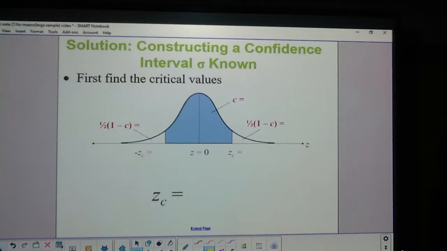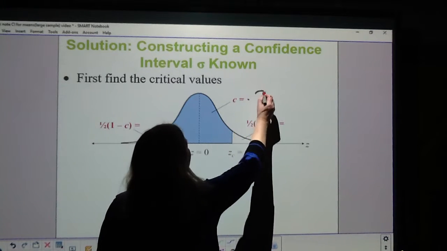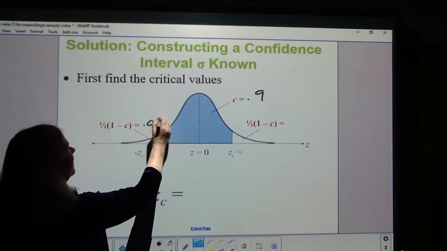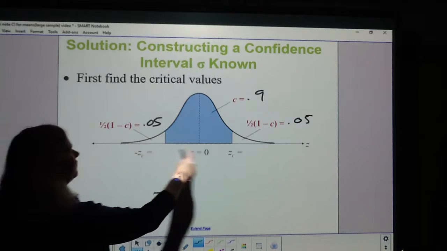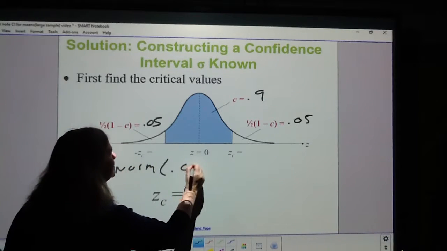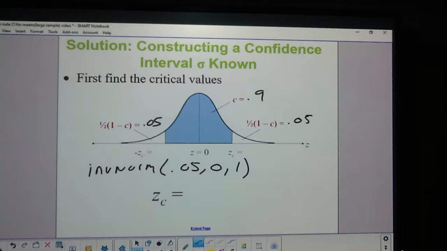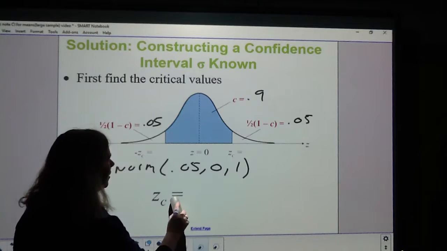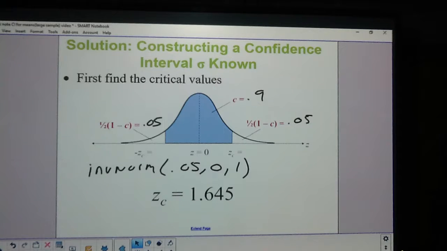So first, I need to find my critical value Z. 90% confidence, so that's 0.9. So then this would be 0.05, and this would be 0.05. So to find these values, you would do inverse norm, 0.05, mean, standard deviation. And that would give you your z values. You don't really have to type them in and find them. You just need to know that's how you do it for the formula.